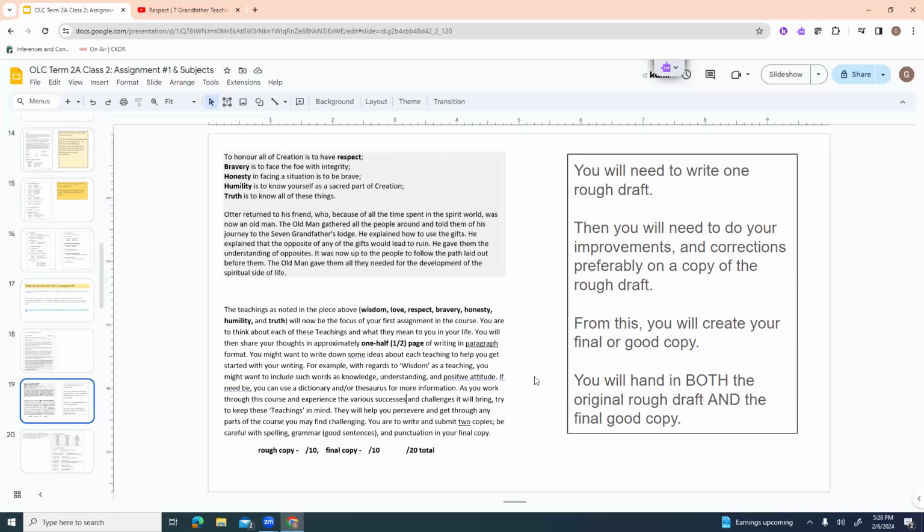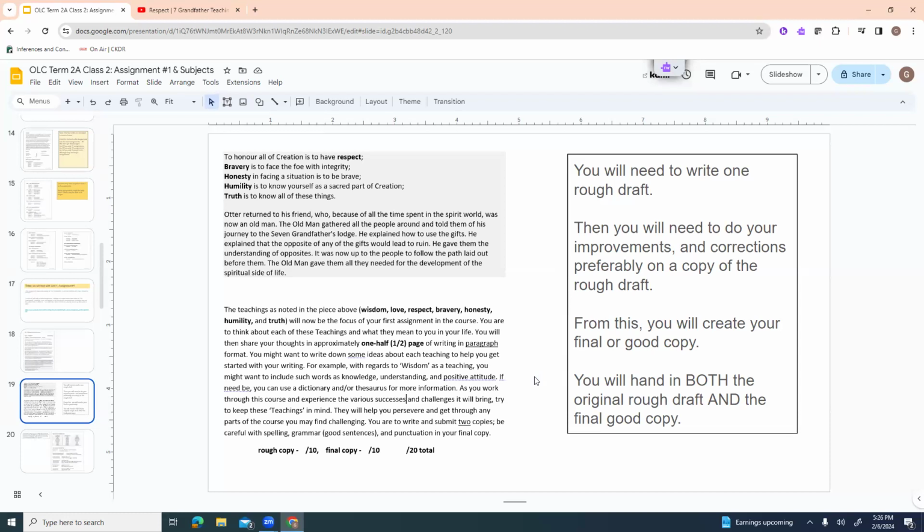So we're going to write and submit 2 copies of this assignment. And here's the thing. One's going to be your rough copy where you work out your ideas. And then you're going to hand in your final copy, which is where you've revised and corrected things. And that is also worth 10. And altogether, the whole assignment is worth 20.